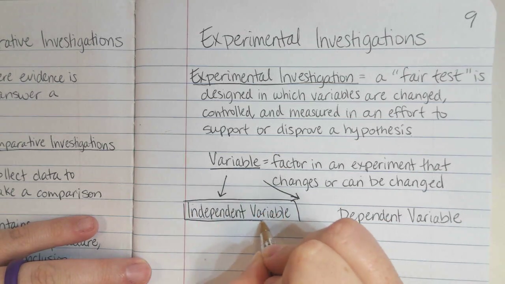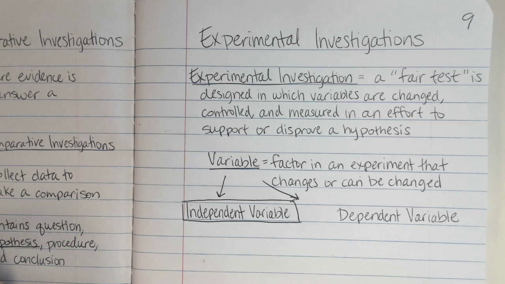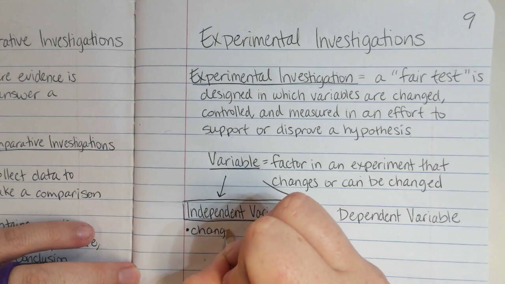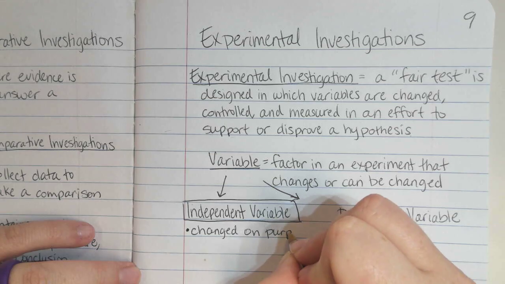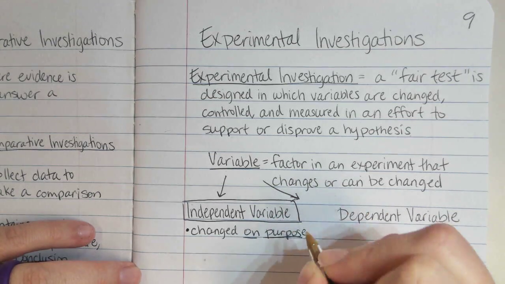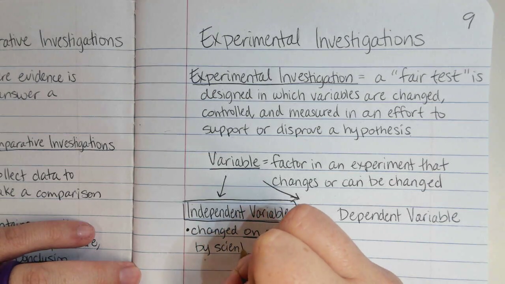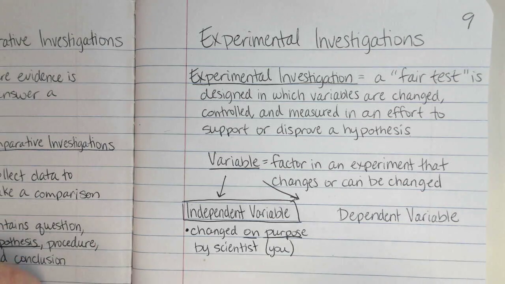Starting with the independent variable, this is the variable that is changed on purpose by the scientist. This is what you are testing. So we're going to say changed on purpose, and that's important, by the scientist, which is you if you're conducting the investigation.